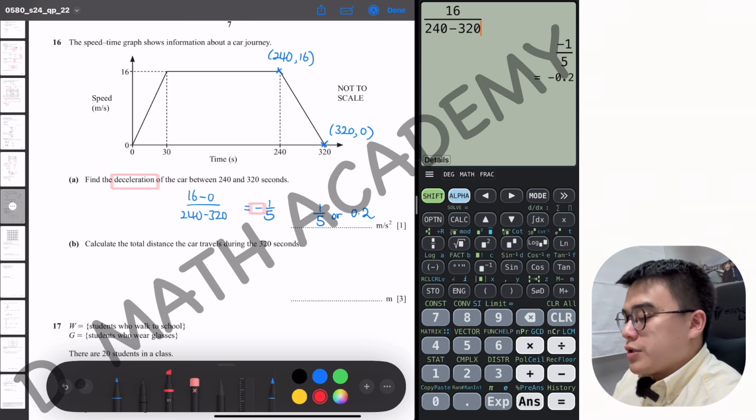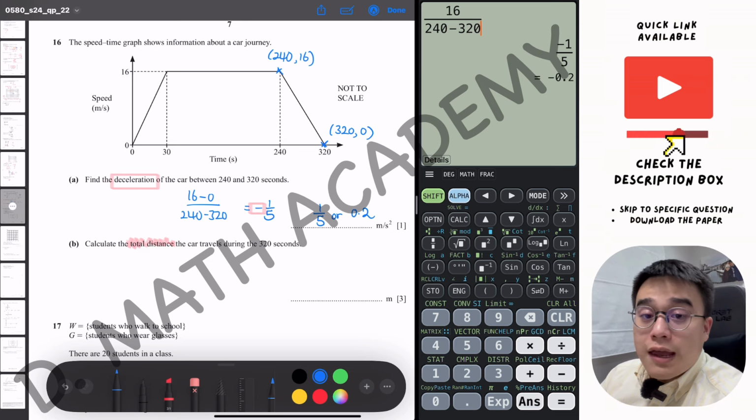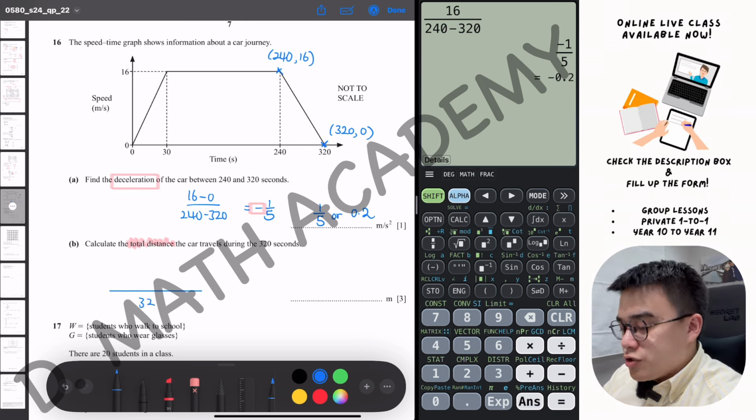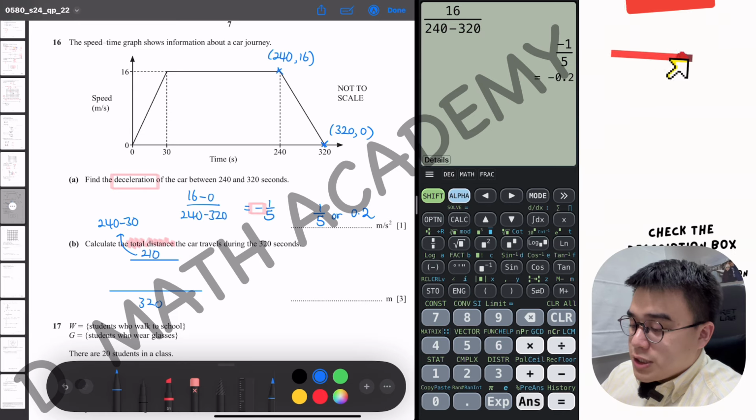So the next thing is regarding total distance. Total distance is basically the area of this trapezium here. For the bottom part, it's 320. For the top part, it's 210. If you're wondering how I get to the 210, it's by having 240 minus 30.